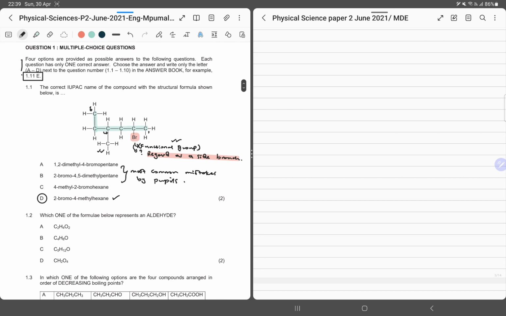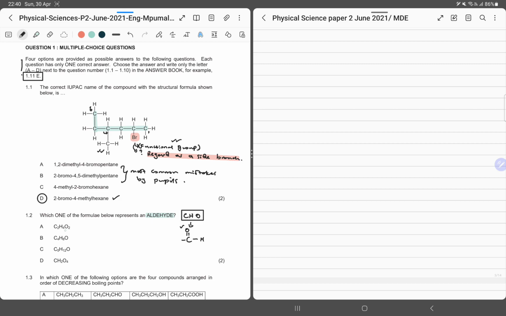Okay, next question says, which one of the following formulae represents an aldehyde? Okay, what do we know about an aldehyde? Well, we have a functional group. If you see something like a CHO, if we write it in a molecular formula, but in structural formula it's basically C double bond O, which is the carbonyl group that is bonded to a hydrogen and another carbon. So this means there's only one oxygen.